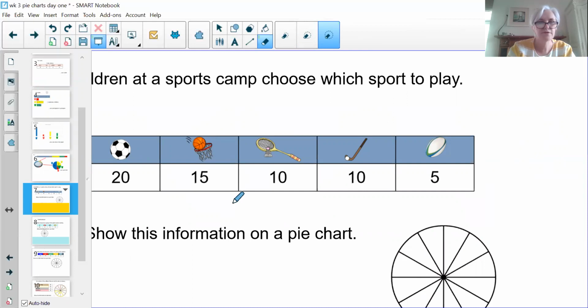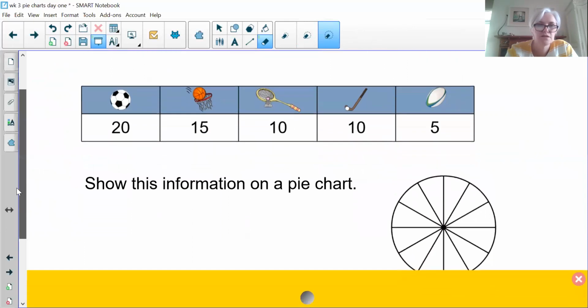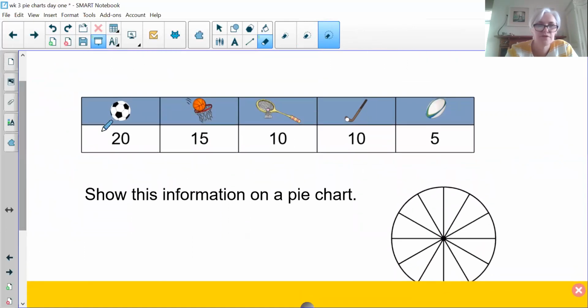So if we look at this one, 60 children at a sports camp choose which sports to play. 20 chose football, 15 chose basketball, 10 chose badminton, 10 chose hockey, and 5 chose rugby. So we want to show this information on a pie chart. First of all, we need to work out how many children there were. Now it told us there were 60. I always just add up to check that they've represented 60 on the table. So 20, add 15 is 35, add 10 is 45, add 10 is 55, add this rugby ball here, 5 people, gives me 60, so I know that's right.